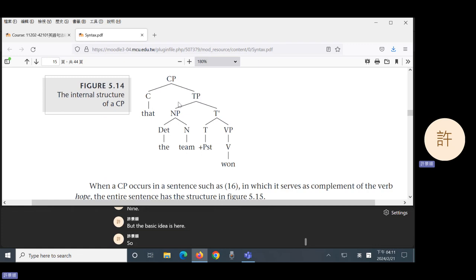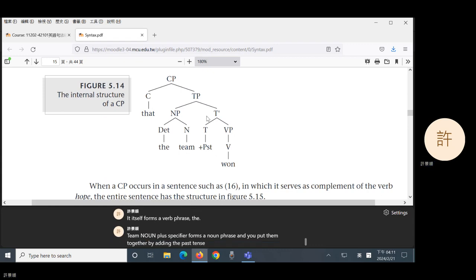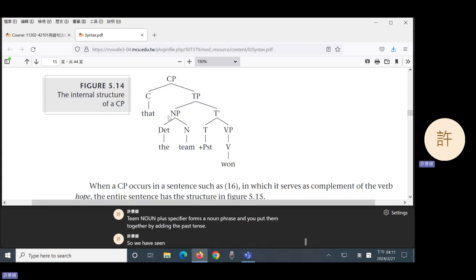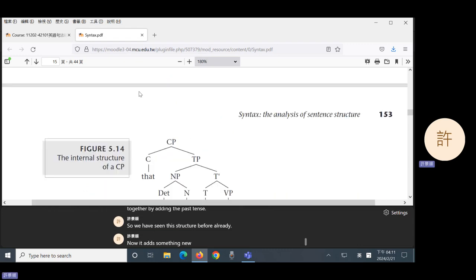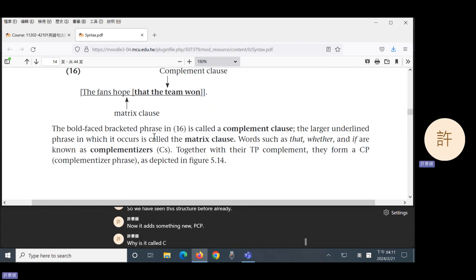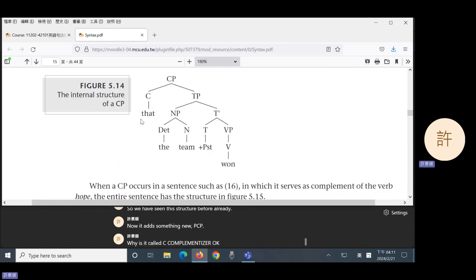So this is the complete sentence, right? The team won. Won itself is only one word. It itself forms a verb phrase. The team, noun plus specifier, forms a noun phrase, and you put them together by adding the past tense. So we have seen this structure before already. Now it adds something new, CP. Why is it called C? Complementizer. Okay, that doesn't matter.